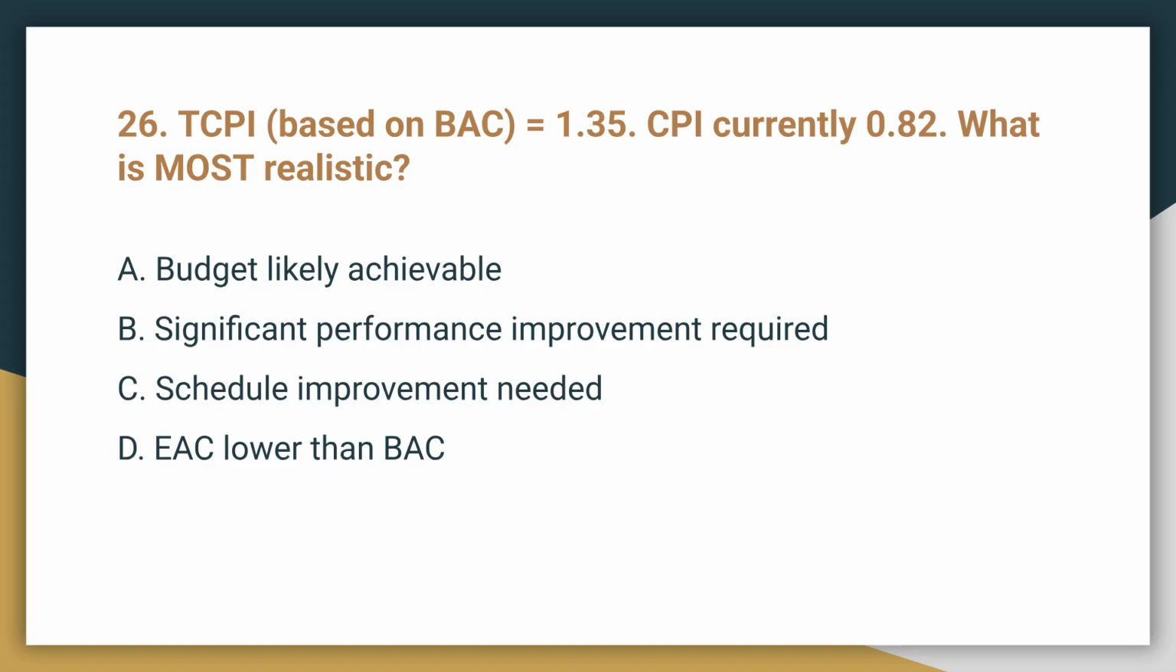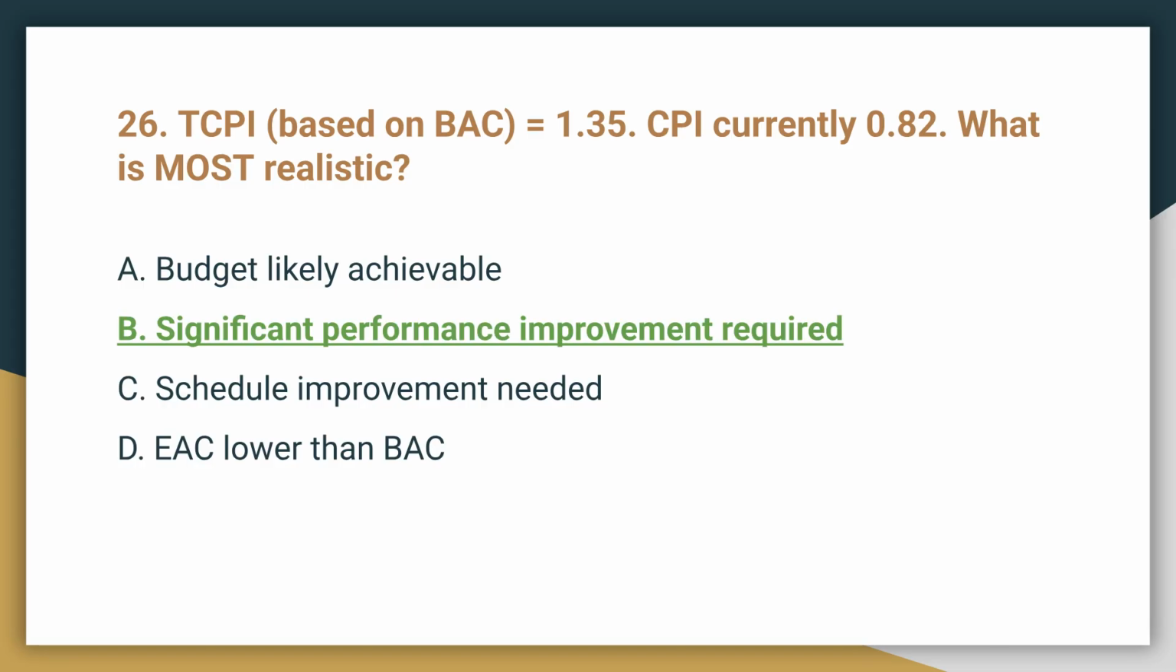Question 26. TCPI, based on BAC, is 1.35. CPI is currently 0.82. What is most realistic? The correct answer is B, significant performance improvement required. The required future efficiency of 1.35 greatly exceeds the current 0.82, making the original budget goal unrealistic.